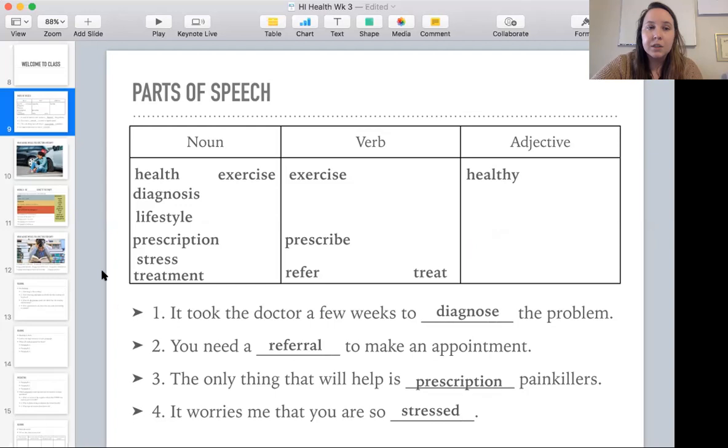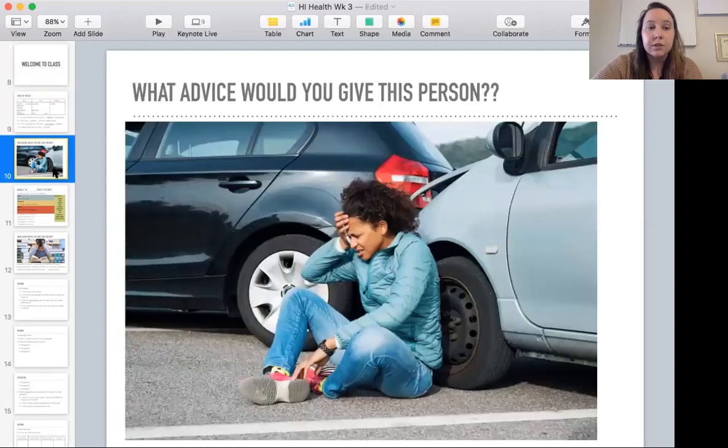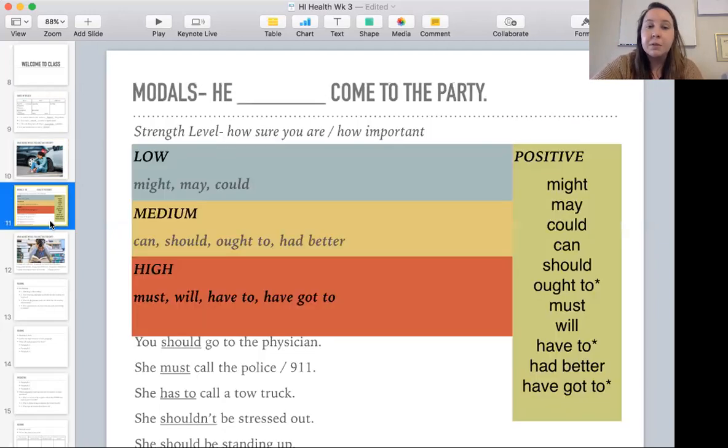The next thing I want us to look at are our modals. Earlier in the week, we looked at this picture, and part of what we did was give advice to this person. Some of the things that we talked about with our modals was that they were used to give advice and give directions. So if we look at this woman, she has been in a car accident.